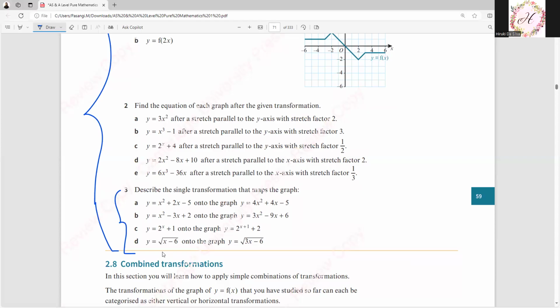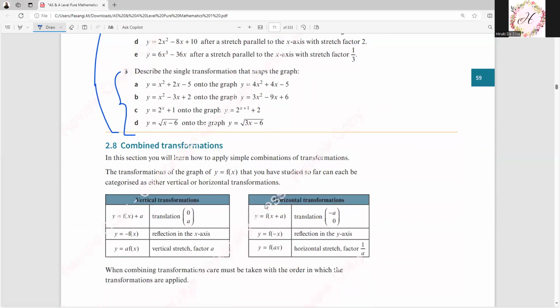Okay, teacher, that is done. Now, for the last few sections, there's nothing new actually. Now we have the combined transformations. So how do these combined transformations work? What do you think? In this section, you will learn how to apply simple combinations of transformations.